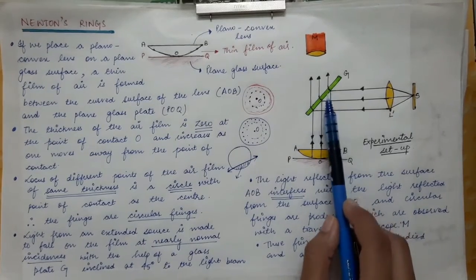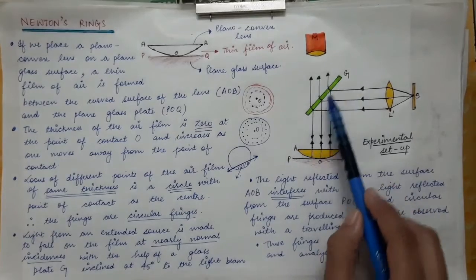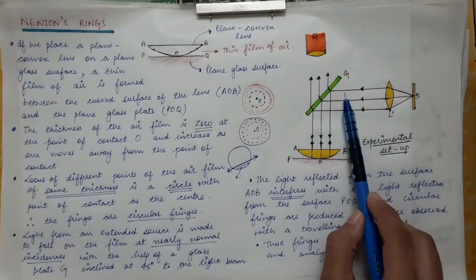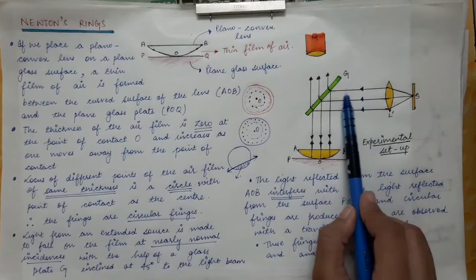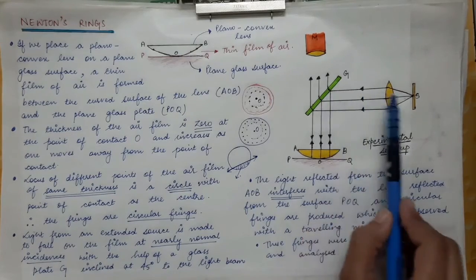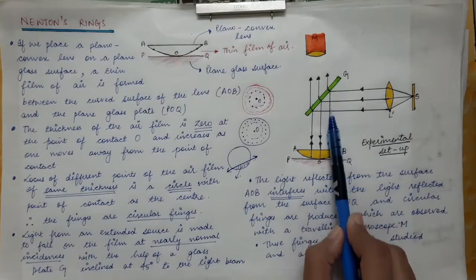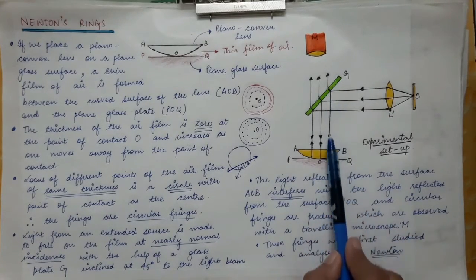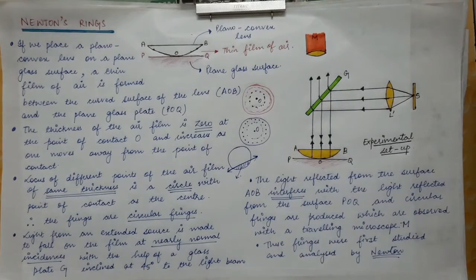So when these light rays fall on the lens, first of all, this glass plate is inclined at 45 degrees with the incident rays. Therefore these parallel rays coming from the extended source will fall normally on the surface of the lens, because the glass plate is inclined at 45 degrees with the incident rays.